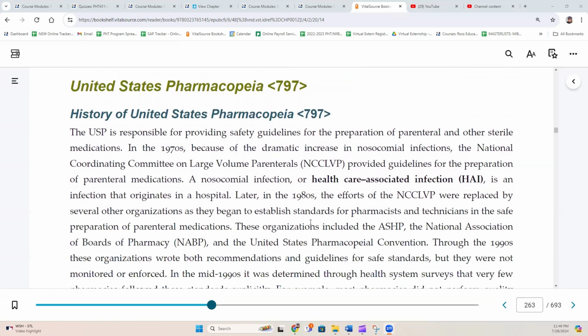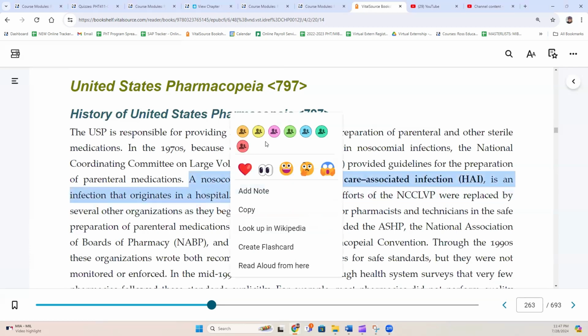The USP, the United States Pharmacopoeia, is responsible for providing safety guidelines for the preparation of parenteral and other sterile medications. In the 1970s, because of the dramatic increase in known nosocomial infections, the National Coordinating Committee on Large Volume Parenterals provided guidelines for the preparation of parenteral medications. A nosocomial infection or a healthcare associated infection is an infection that originates in a hospital.